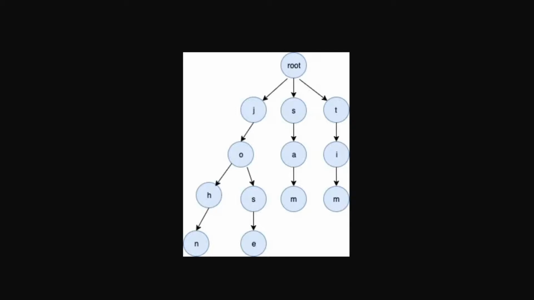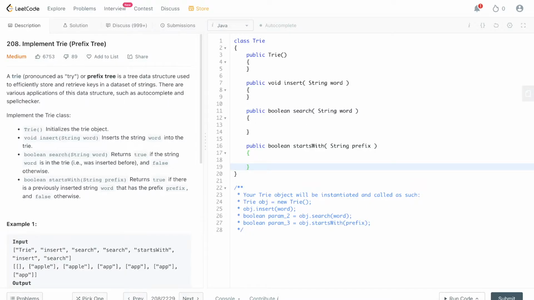So for example, if you look to the left of this Trie, you'll notice that there's the word John and then there's the word Jose. Because John and Jose both start with J-O, they share the prefix along the way, which is J and O. Okay, so we're gonna be implementing this.